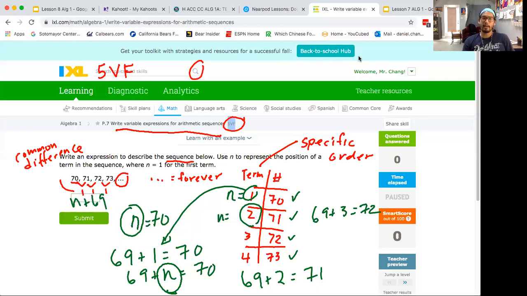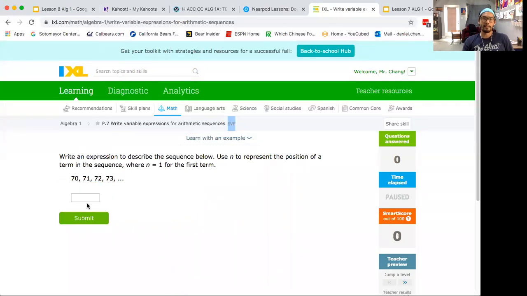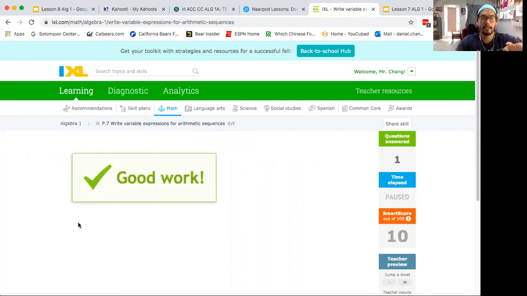So let's see what happens. n plus 69, n plus 69. Let's delete this. I'm going to use lowercase n, sorry, n plus 69. Do I have success? Good work.